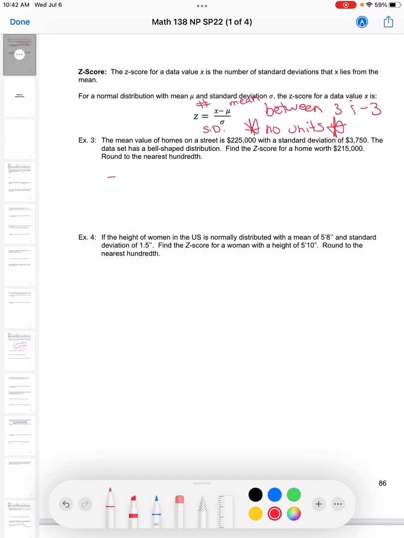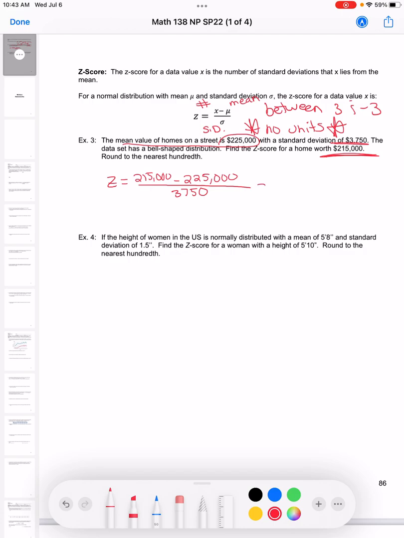So let's try this first one here. So we're trying to figure out the z-score. I've told you the mean of the house is 225,000, so I'm going to put that in for the mu, for the mean. I've told us the standard deviation. This other number is going to be my x value. And I'm supposed to round to the nearest hundredth.